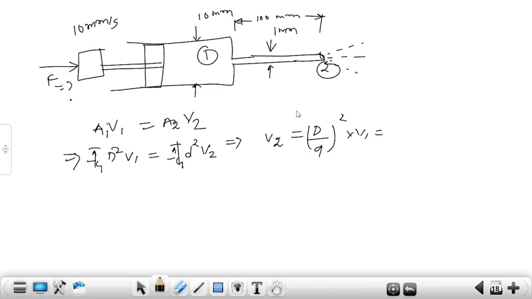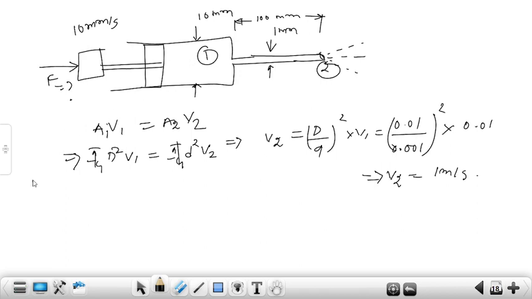So capital D is given as 10 mm which is equal to 0.01 meter, and small d is given as 1 mm. So this is converted into meter, 0.001, square, into velocity given as 10 mm per second, which is equal to 0.01 meter per second. So calculating this we get V2 is equal to 1 meter per second.